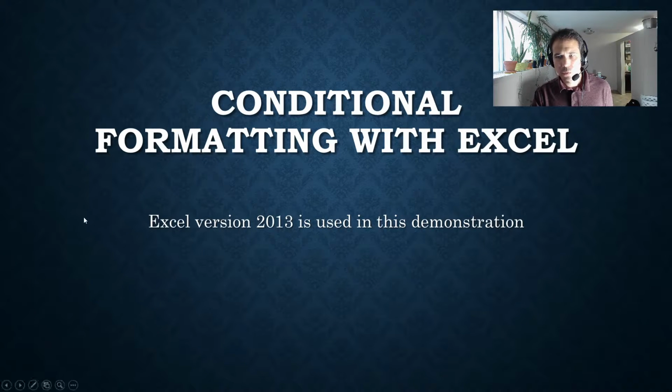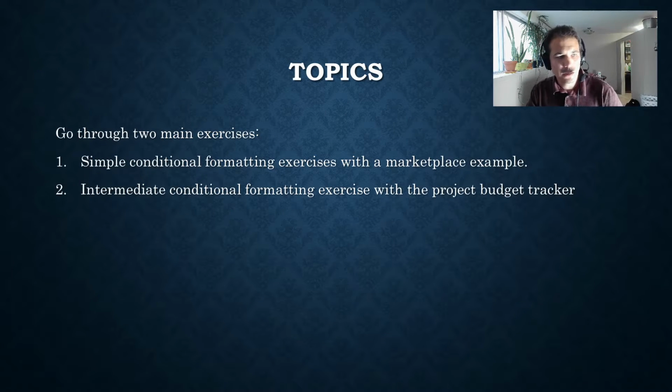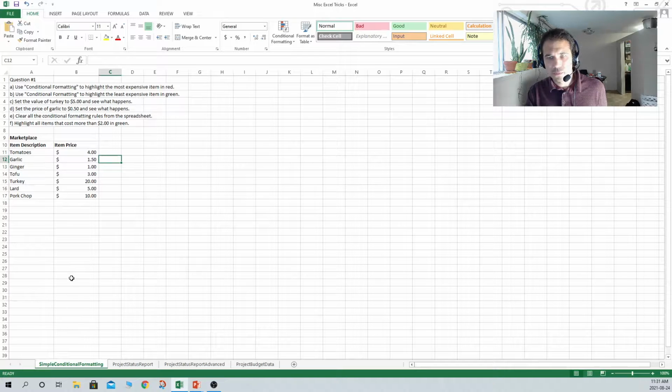Okay, so with that out of the way, let's move on to the next slide and talk about what we're going to look at. Today we're going to go through two main exercises. The first exercise is going to involve using some real simple, basic conditional formatting with a marketplace or retail store set up as an example. The second exercise is going to be slightly trickier. It's going to get a little more advanced, using some formulas and cells, and it's going to involve using conditional formatting with a project budget tracking spreadsheet. Okay, so let's hop over to Excel and get started.